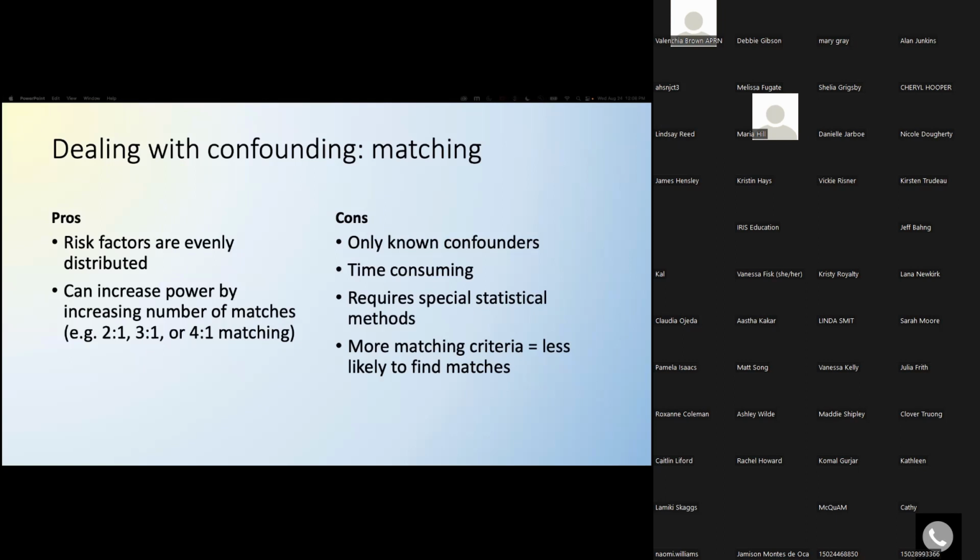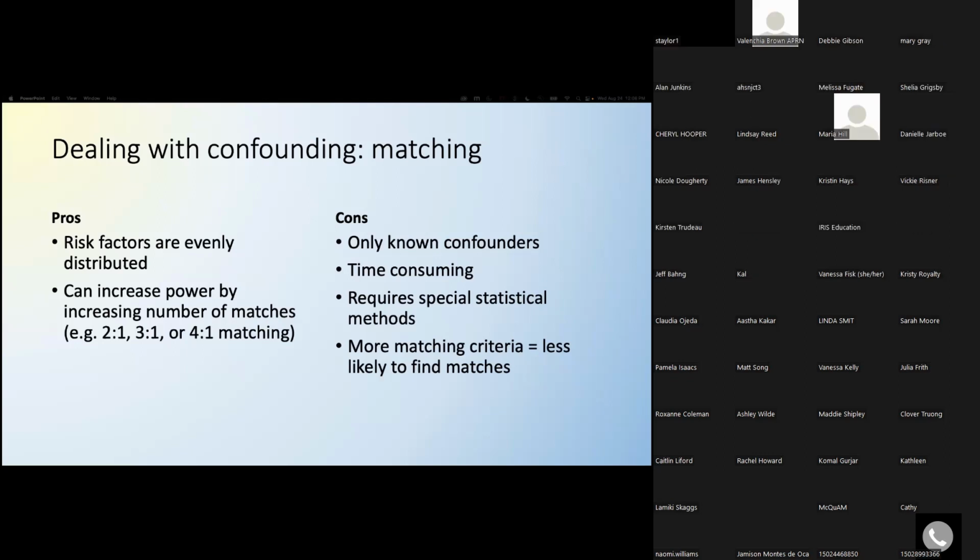And then matching also has disadvantages in that we can only match for known confounders. So randomization, adjusting for unknown confounders, is a big advantage there. And so that's going to be a limitation of almost every non-randomized study design, is that unknown confounders could still potentially exhibit some influence on your results.